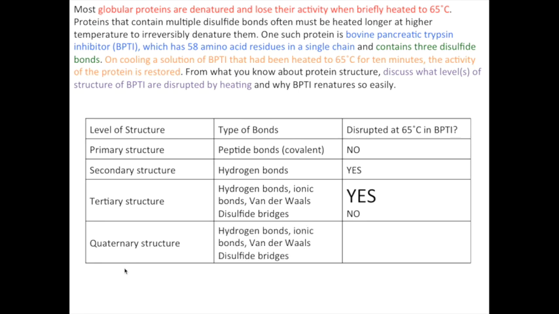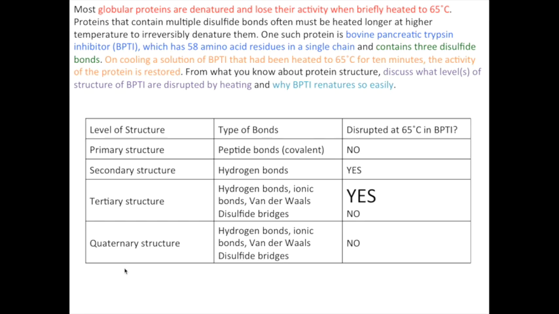What about quaternary structure? Well, the types of bonds that stabilize quaternary structure are the same as those that stabilize tertiary structure, so quaternary structure would be disrupted by heat, except that BPTI doesn't have quaternary structure to disrupt. It's composed of 58 amino acids in a single polypeptide chain. Unless 2 polypeptides are involved, quaternary structure isn't present, so it can't be disrupted. Now let's take a look at the second part of the question. Why does BPTI renature so easily?